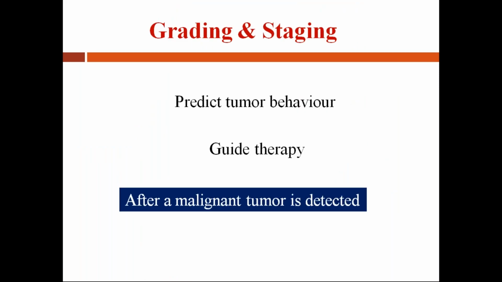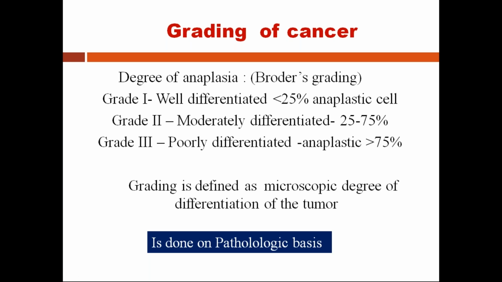A little bit about grading and staging and epidemiological factors of the tumor: even though they are not mentioned in your core competency, you need to have an idea about it. They are used to predict the tumor behavior and also to guide the therapy after a malignant tumor is detected. It's easy actually. I've already mentioned it in the previous class, but not under this heading. I told you about the anaplastic cell, which has no resemblance to the normal cell, structurally, morphologically, and functionally.